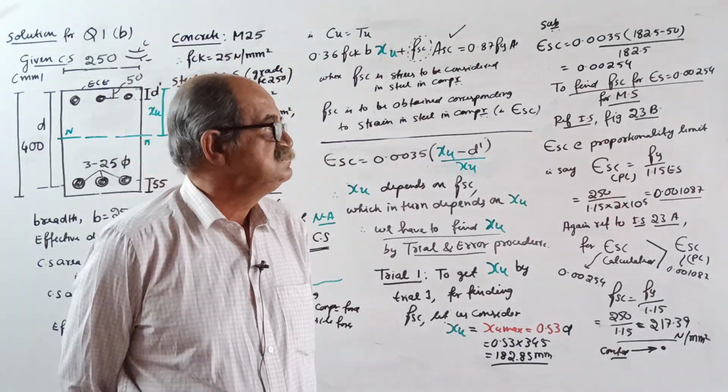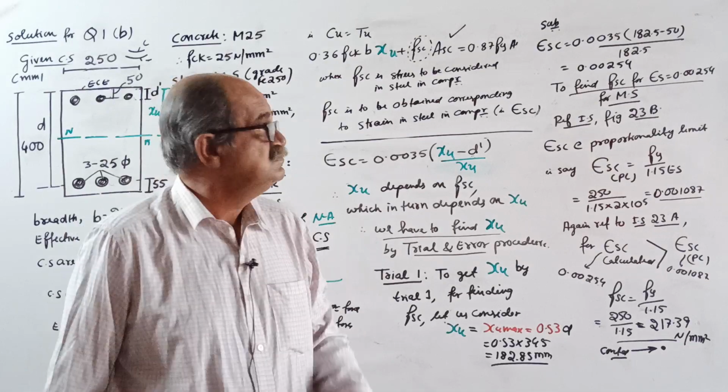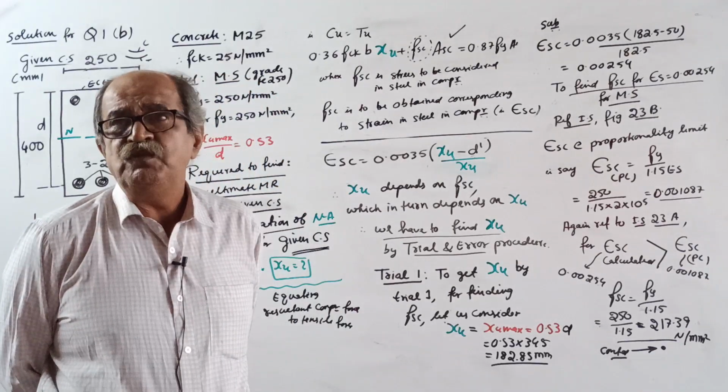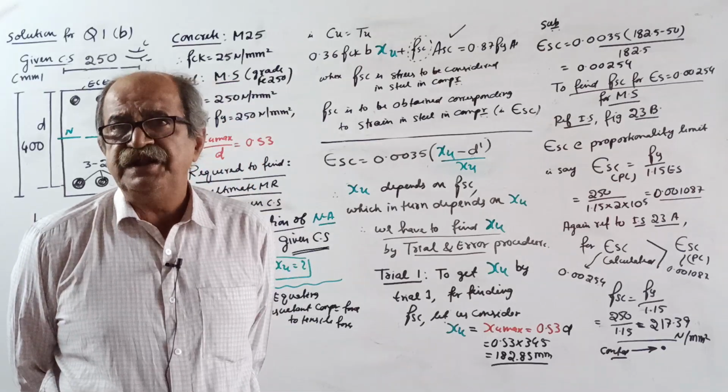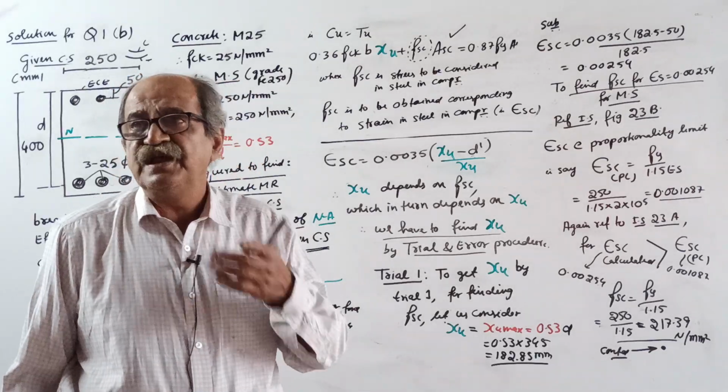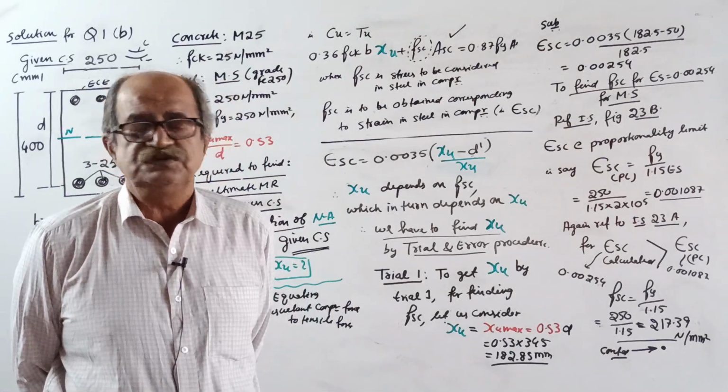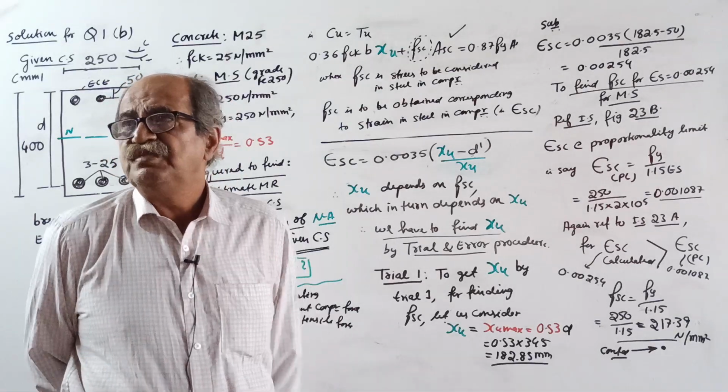Welcome to all. This is part 5. Last time we considered the calculation of ultimate MR for the rectangular section when mild steel was used. I will tell what happened.